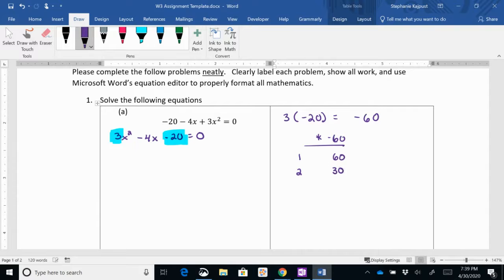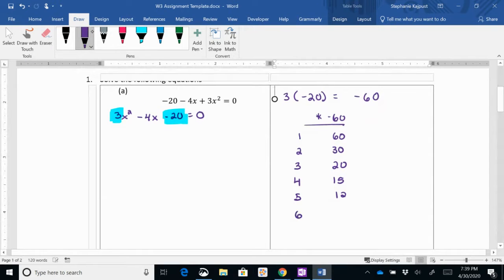2 times 30, 3 times 20, 4 times 15, 5 times 12, 6 times 10, and those are all of them. So my middle number is negative. So if the middle number is negative, then the biggest number of each of these is negative. So I'm going to add negative signs to each of those. And those are negative because I need to multiply to a negative. So at least one of them has to be negative.